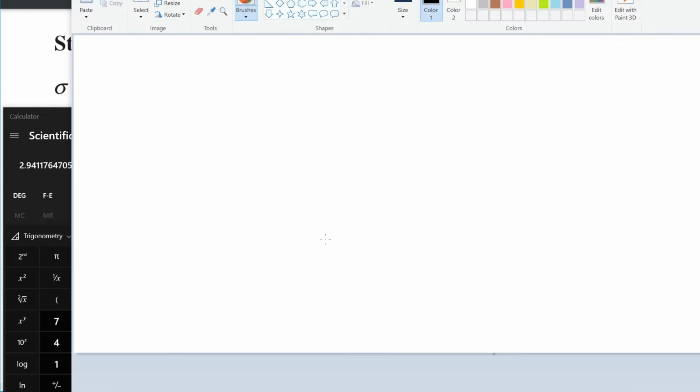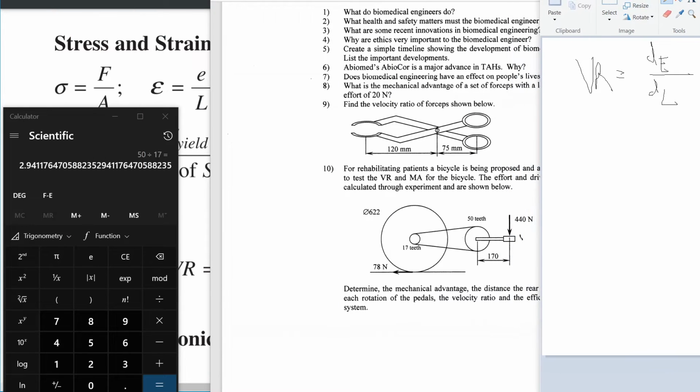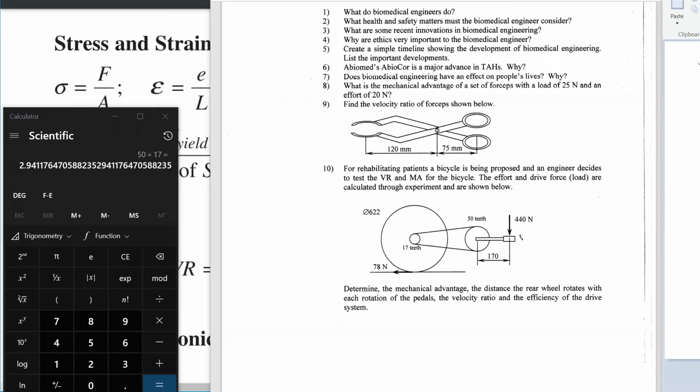Right? So if we say the mechanical advantage, we're talking about velocity ratio. Mechanical advantage is load over effort. So velocity ratio is going to be distance of the effort divided by distance of the load. The pedal, we know it's only going to rotate once. We're going to measure once per rotation of the pedal.